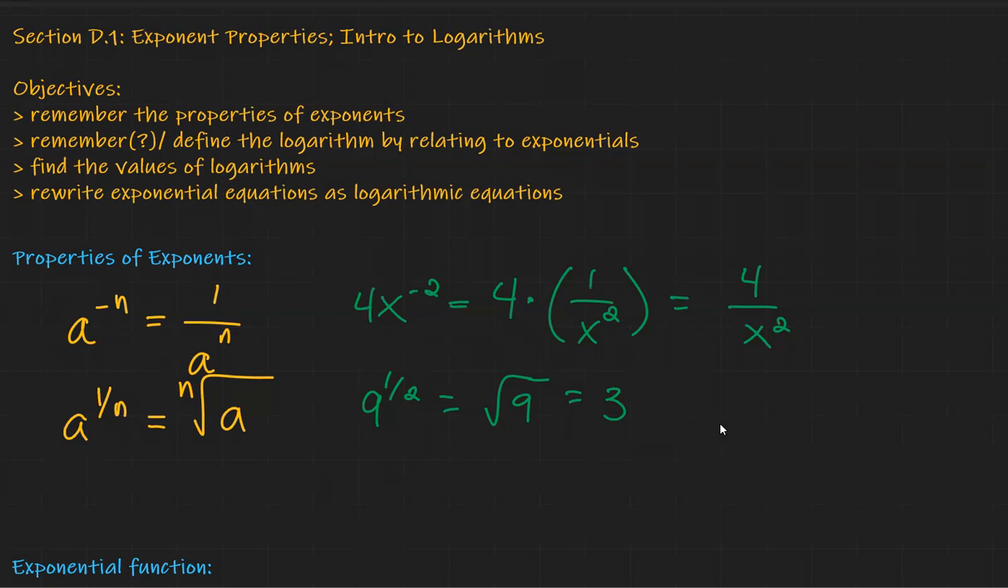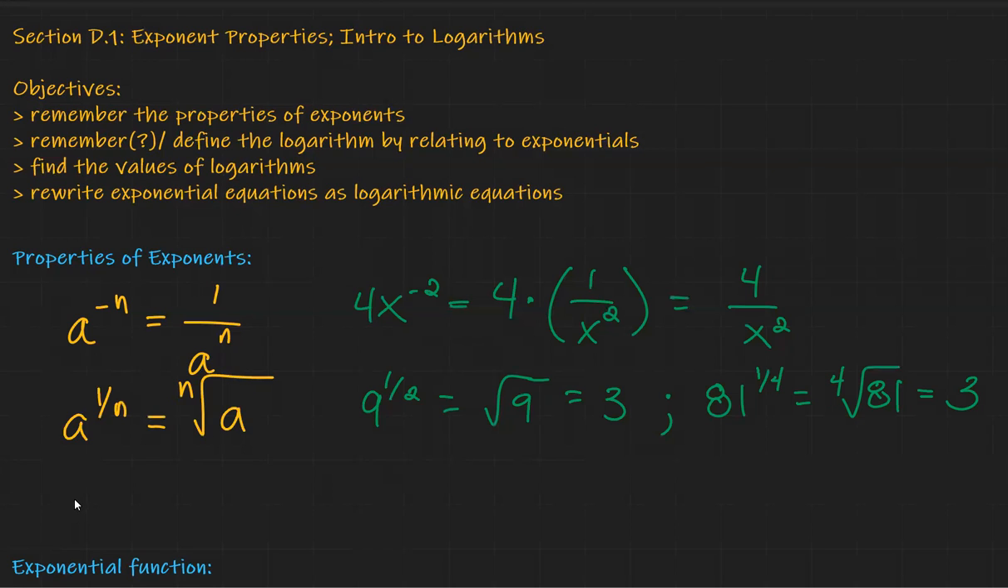Okay, but we can have others. Let's say we had 81 to the 1/4 power. That's the 4th root of 81. So what times itself 4 times gives us 81? That's 3. Okay. So that's what the 1 over n exponent does. That's the nth root. All right.